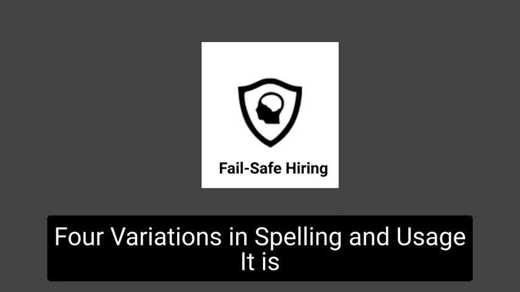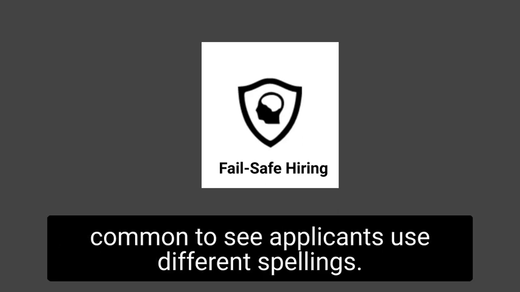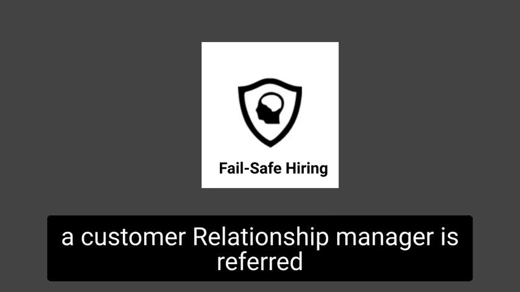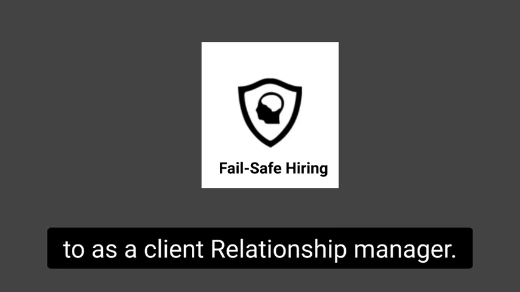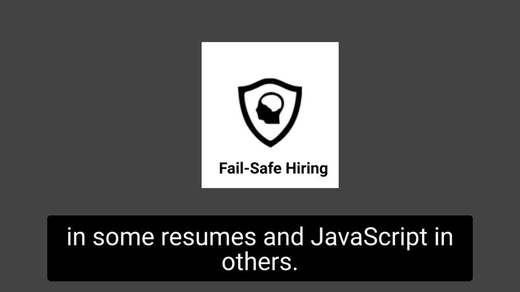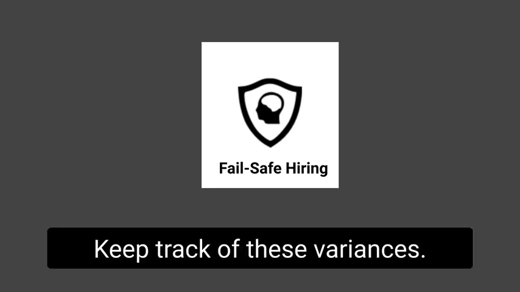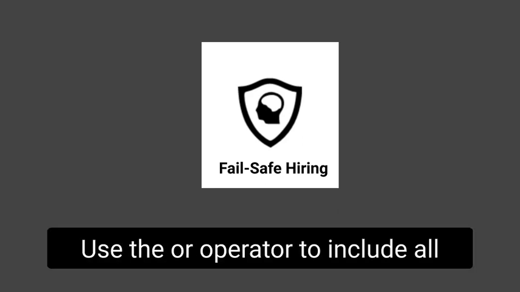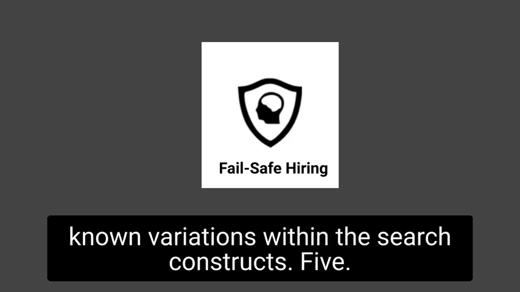4. Variations in spelling and usage. It is common to see applicants use different spellings. For example, there are times when a customer relationship manager is referred to as a client relationship manager. Usages differ. JS is found as JavaScript in some resumes and JavaScript in others. Keep track of these variances. Use the OR operator to include all known variations within the search constructs.